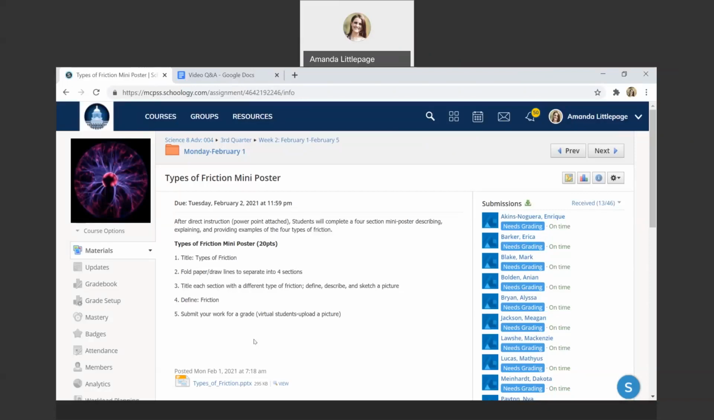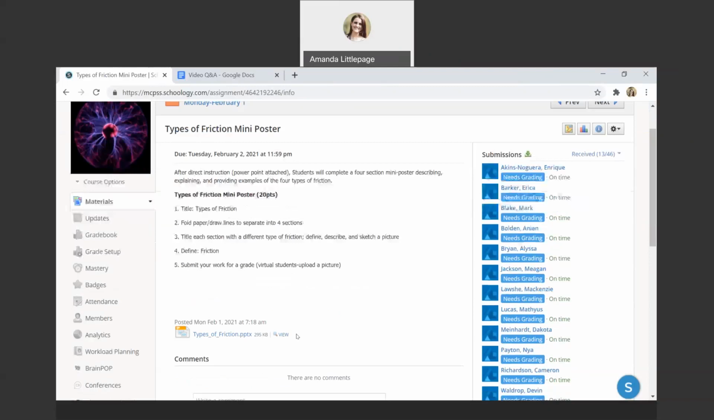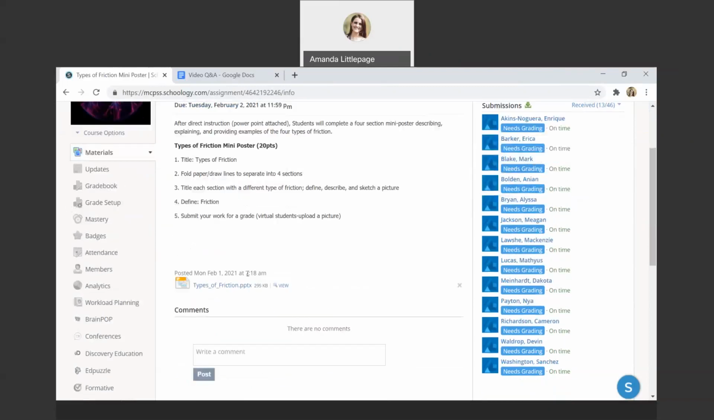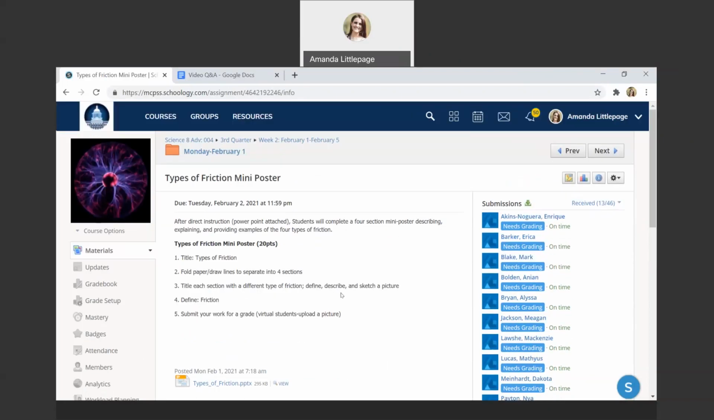And then when you have finished, you are going to submit this for a grade. This will count as a 20-point classwork grade. So if you haven't done it yet, I will still accept it late, but you have to get it done. All right, so make sure you get that done. If you need any help or you want to download the PowerPoint, you can. That's there for you. Otherwise, you have everything that you need to be successful in this assignment.